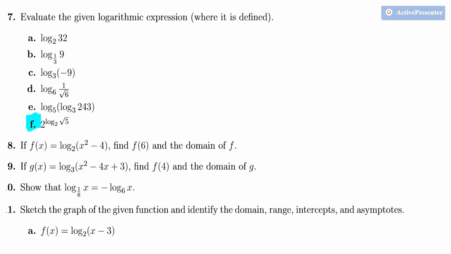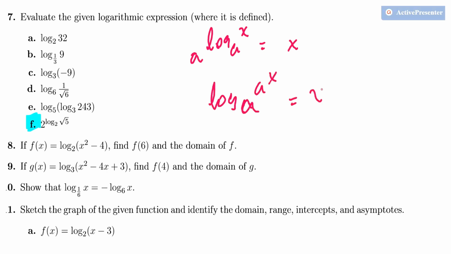So for f, we remember that a to the power of the logarithm of x to the base a is x, because logarithm and exponential are inverse, and similarly the logarithm to the base a of a to the power of x is also x. So by that rule, the result will be x. So here 2 base 2, so the result will be square root of 5.